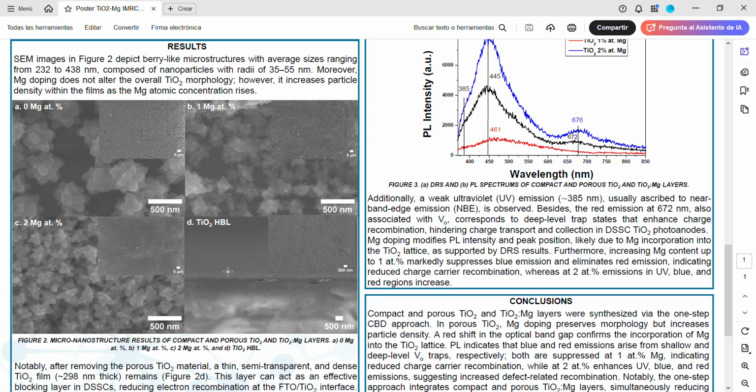Notably, after removing the porous titanium dioxide material, a thin, semi-transparent and dense titanium dioxide film remains at about 298 nanometers. This layer can act as an effective blocking layer in dye-sensitized solar cells, reducing electron recombination at the FTO titanium dioxide interface. Meanwhile, the berry-like microstructure provides a porous architecture that can enhance dye loading in dye-sensitized solar cells.